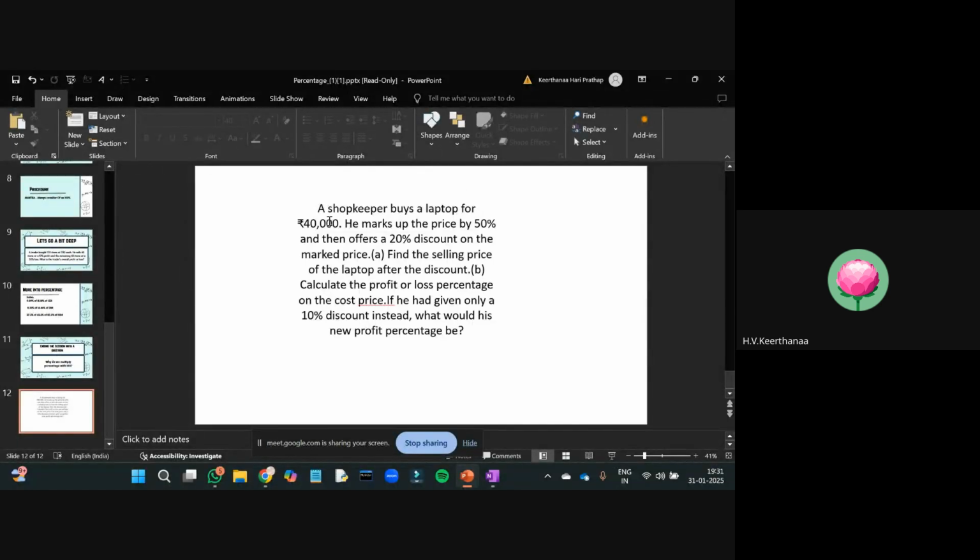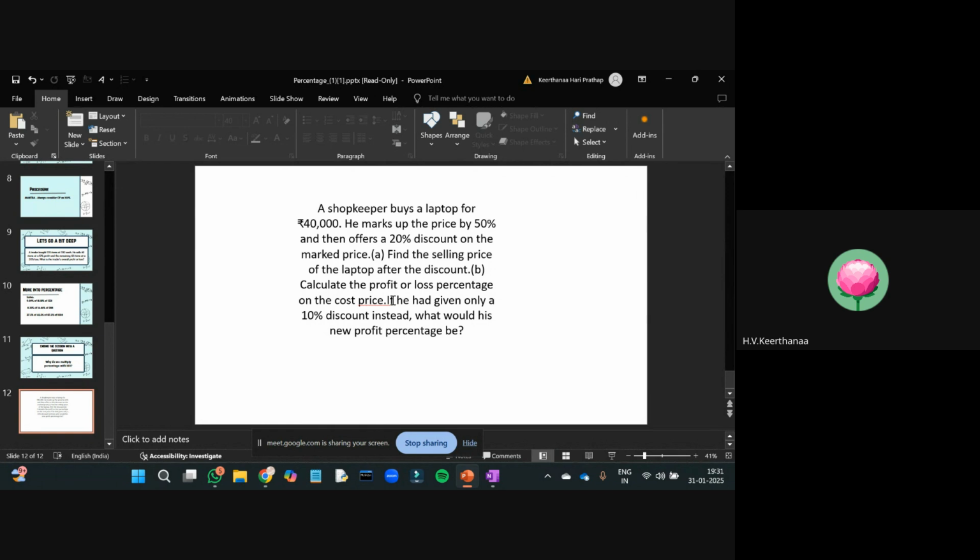Okay, yeah. I'll share my screen again. Sorry for the delay, guys. So I've just put my question here. A shopkeeper buys a laptop for 40,000. He marks up the price by 50% and then offers a discount of 20% on the marked price. Find the selling price of the laptop after the discount. Calculate the profit or loss percentage on the cost price.